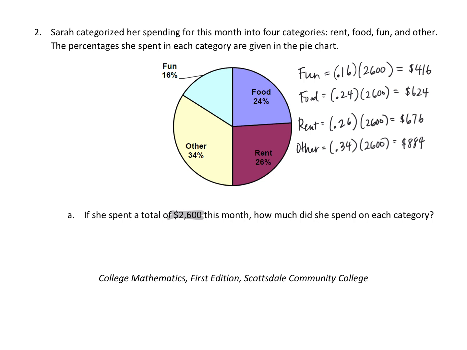Notice that your percentages all add up to 100%. So if you add up all the percentages in the pie chart, it equals 100%. That's because that's the whole. Also notice that if you add up all of your dollar amounts on the right-hand side, you should get to 2,600, which is the total amount she spent.